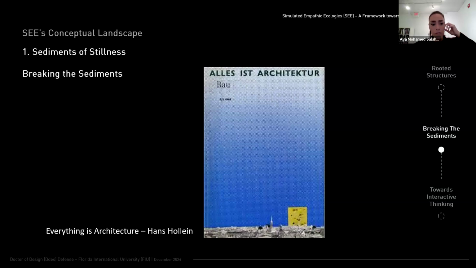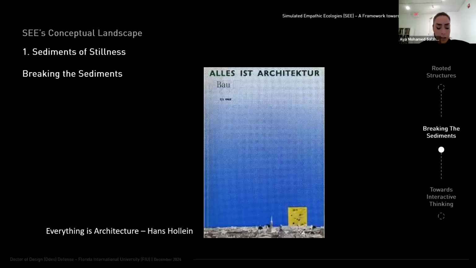So it was a period of profound cultural and technological transformation driven by advances in media, information technology, and systems thinking. In this context, Hans Hollein, in his provocative manifesto, Everything Is Architecture, emerged as a radical challenge to architecture's conventional boundaries. Published in 1968, Hollein posited that architecture should extend beyond the physical building to encompass the entirety of human existence, mediating relationships between individuals, society, and technology.